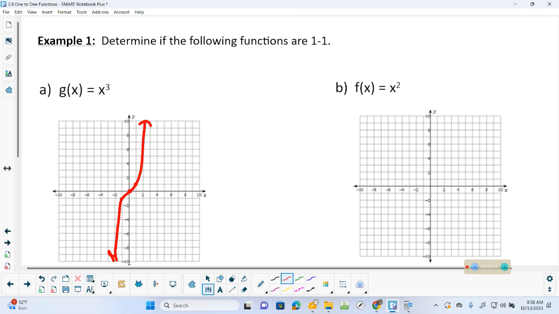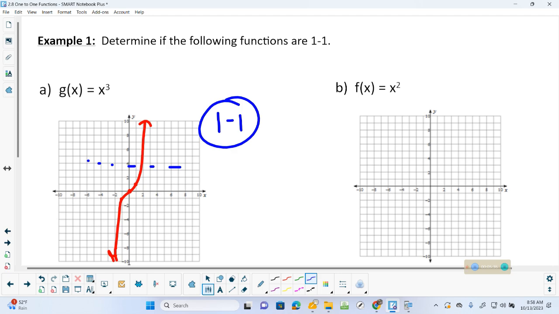So determine if the following functions are one-to-one. Well, first off, it says in the directions it's a function. It is a function, because it passes the vertical line test. Now, the question is, is it a one-to-one function? Will it pass the horizontal line test? If you draw a horizontal line anywhere on the graph, will it touch more than once? No, so we're good to go.